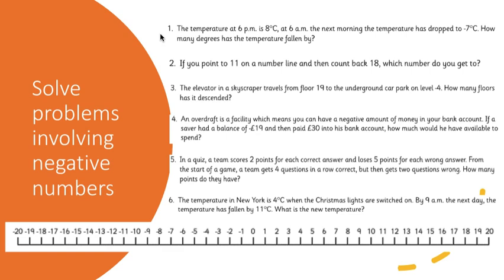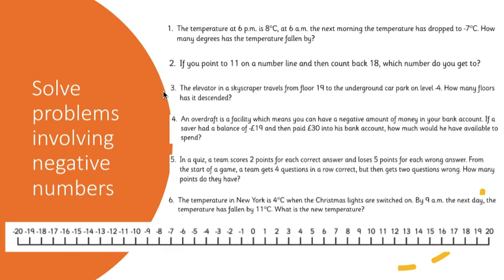So question 1. The temperature at 6 p.m. is 8 degrees C. At 6 a.m. the next morning, the temperature has dropped to minus 7 degrees C. How many degrees has the temperature fallen by? Question 2. If you point to 11 on a number line and then count back 18, which number do you get to?